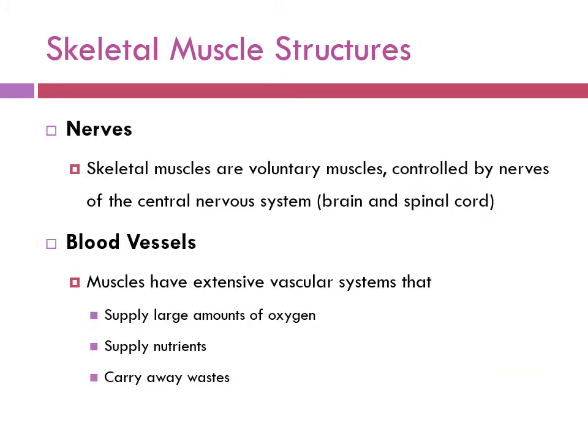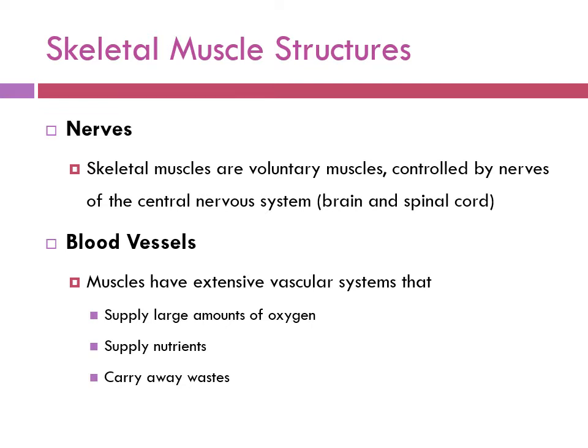Skeletal muscles are voluntary. That means you have control over them. You can tell them to contract and you can tell them to relax. They're controlled by nerves of the central nervous system through the brain and spinal cord. And we're going to learn a lot more about that, starting in 2 weeks.